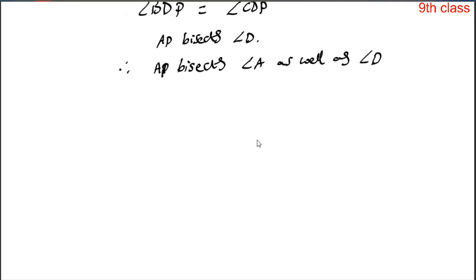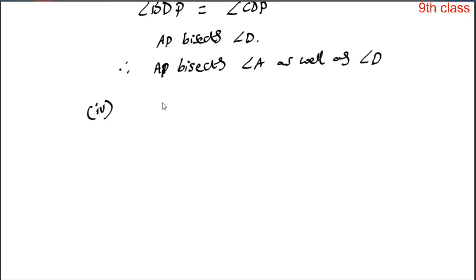Next, we prove the fourth condition. What is the fourth condition? AP is the perpendicular bisector of BC. Fourth condition.